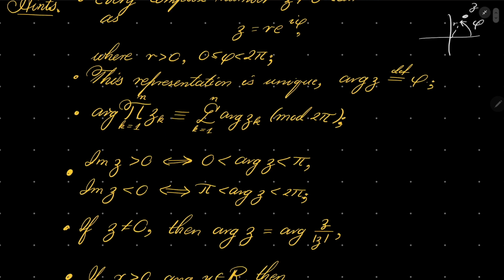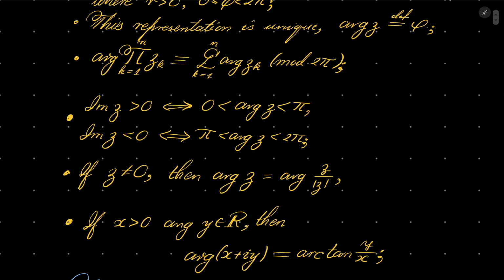Also, when we are multiplying complex numbers, the argument of the product is congruent to the sum of the arguments, modulo 2 pi. So in other words, when you multiply complex numbers, you are adding their arguments. Then notice that the imaginary part is positive above the OX axis, and above the OX axis every point has an argument between 0 and pi, and below the OX axis we have arguments between pi and 2 pi.